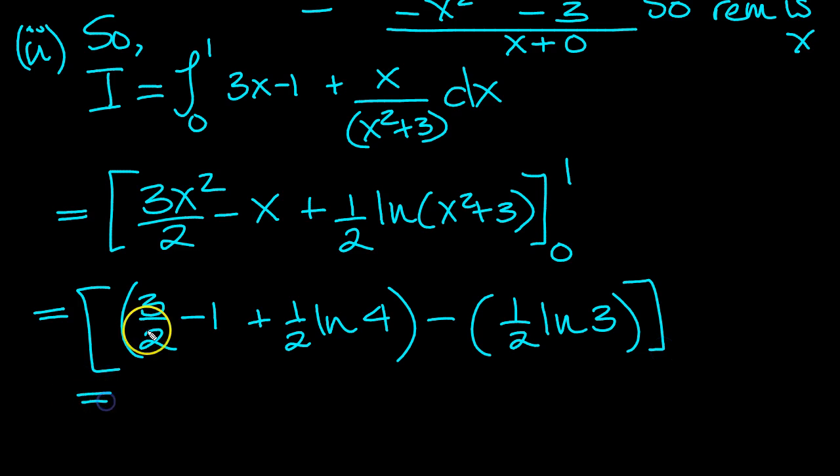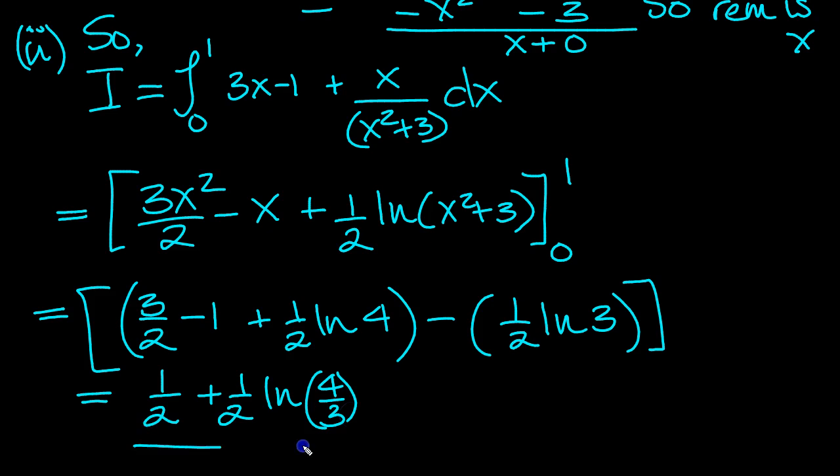So what do we get then? We get 3 over 2 minus 1, which is a half. A half, plus a half ln 4, take away half ln 3, is a half plus a half ln of 4 over 3, isn't it? Because we can use the divide rule in logarithms to take the log. Half plus a half log 4/3.